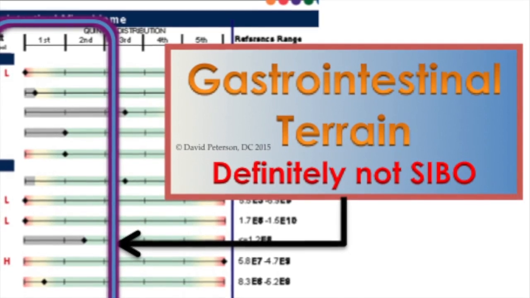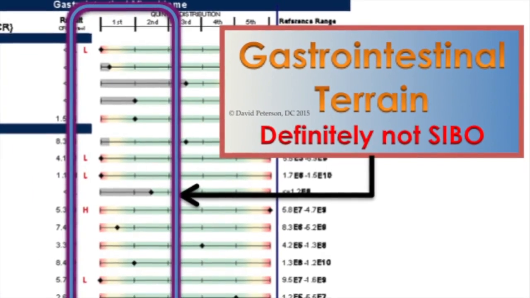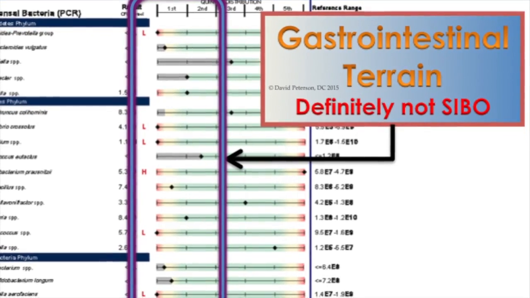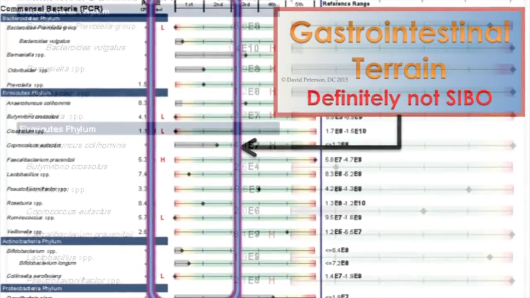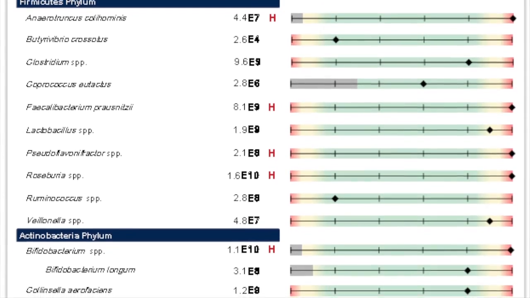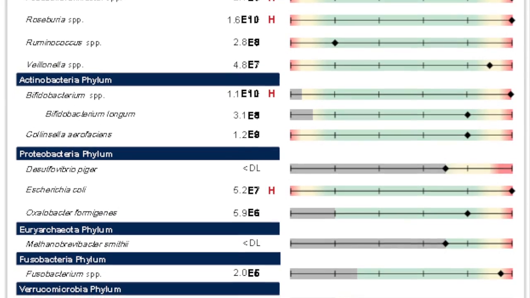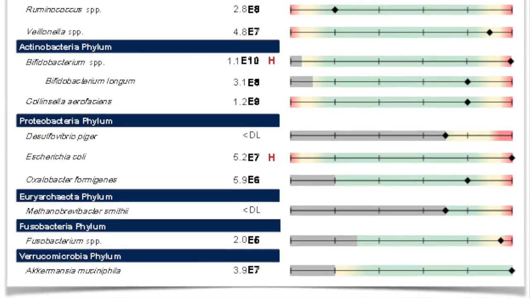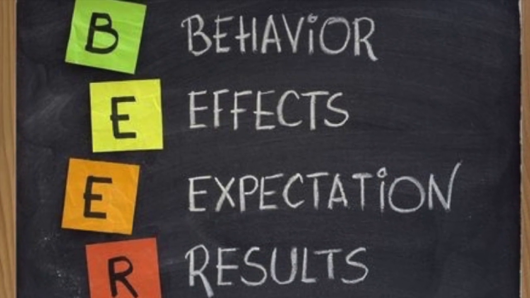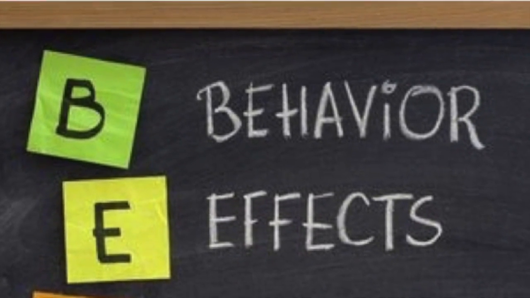Because PCR testing gives a much more definite answer on how many colony-forming units are present, as in this case, you can see it's definitely not SIBO. This GIFX result may seem a more likely diagnosis of SIBO with so many in the 5th quintile. However, using the Beer analysis criteria, we must now look at the behavior of each microbial species.